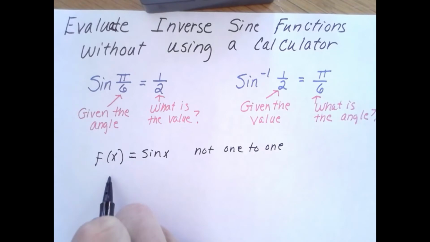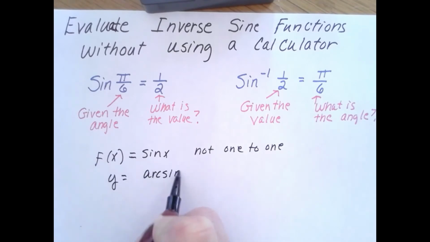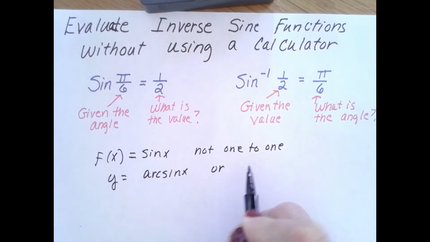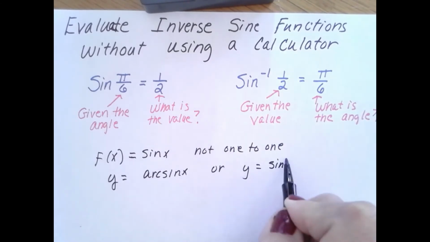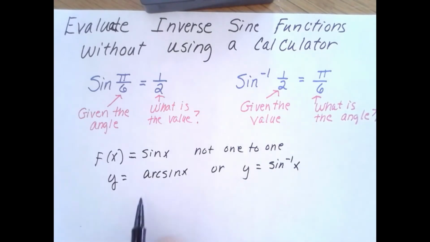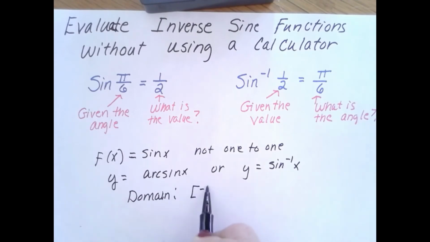So with y is equal to arcsine of x, or we can also call it, like what I've been doing, y is equal to inverse sine of x, we have to restrict our domain from -1 to 1, and we have to restrict the range of our inverse function from -pi over 2 to pi over 2.